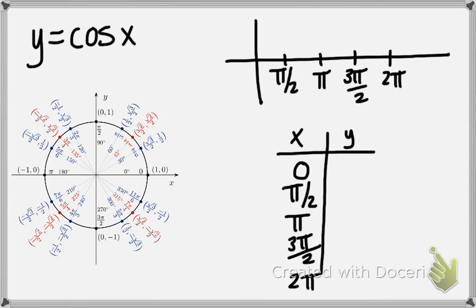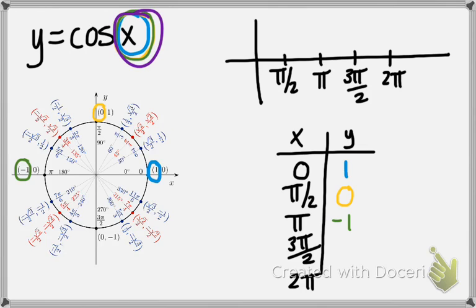Now, if I substitute 0 in for x, I'm going to have a y value of 1, because that's what cosine is when you substitute in 0 for the x in this function. If I substitute pi over 2 for x, the value I'm going to get for the function is 0. If I substitute pi for x, the value I get for the function is -1. If I substitute 3 pi over 2 for x, the value of the function is 0. And if I substitute 2 pi for x, the value of the function is 1.